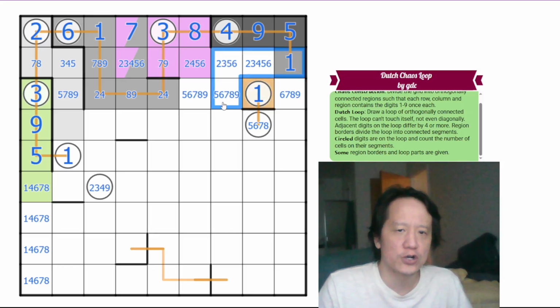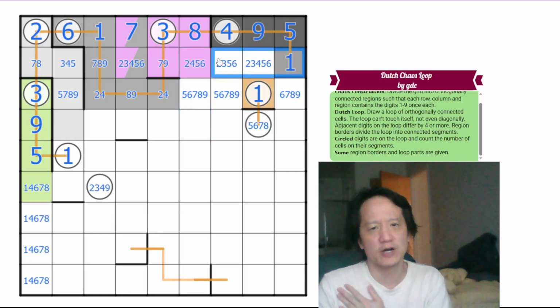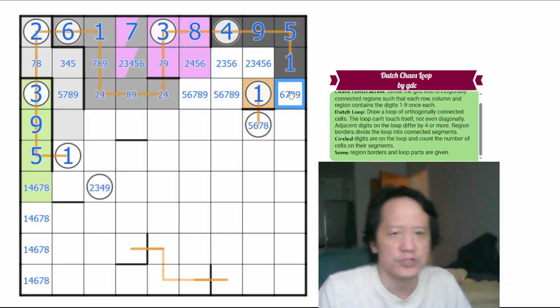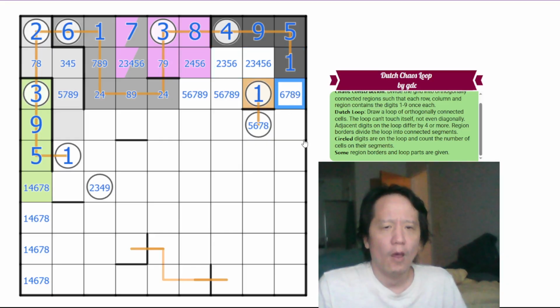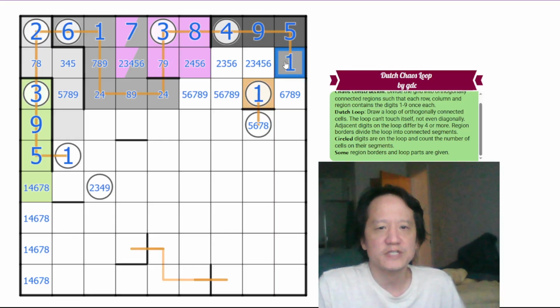Where is the dark going to go? Orange has to go this way. Pink has to go this way. Dark would be blocked off that way. So it cannot go to this part. Because if it did, orange wouldn't be able to go anywhere, right?